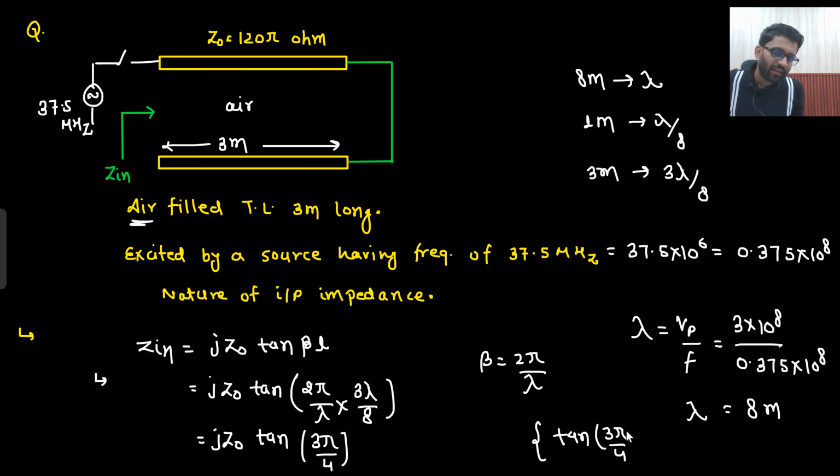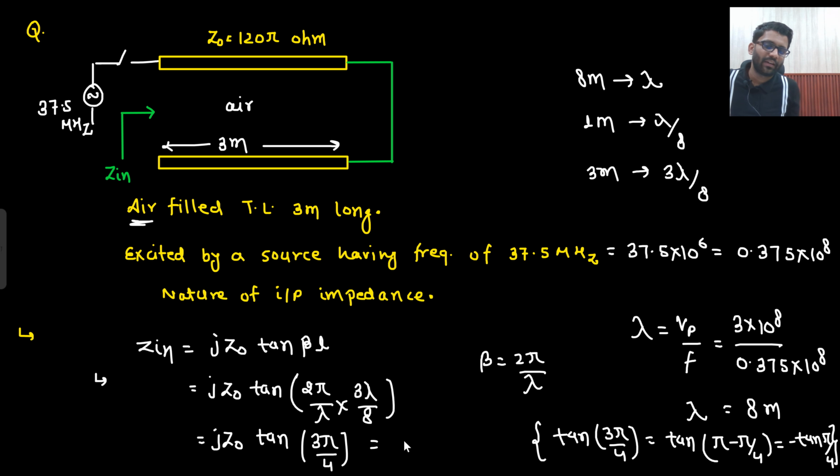What will be your tan 3 pi by 4? That would be tan of pi minus pi by 4, which means second quadrant. In the second quadrant, tan would be negative. So minus tan pi by 4, and the value of tan pi by 4 is 1 only. So -1. So what you are getting? Minus j Z naught, and Z naught value 125 you already know. So which kind of behavior is that? Capacitive. So this is the answer.